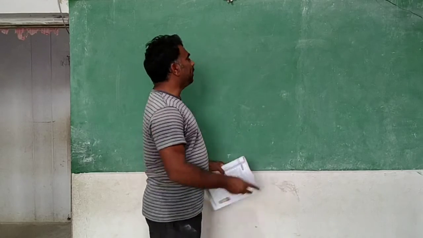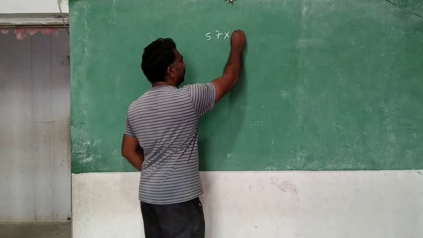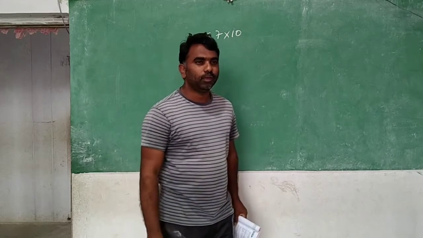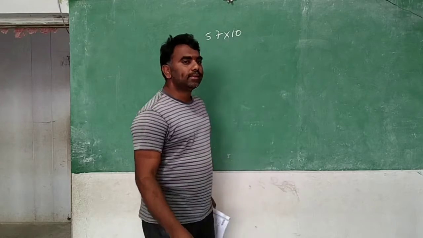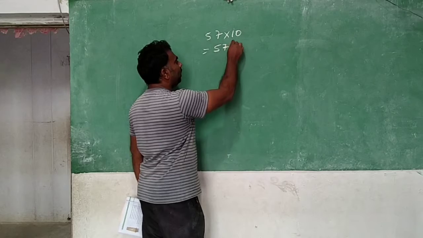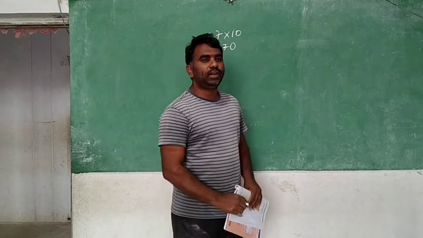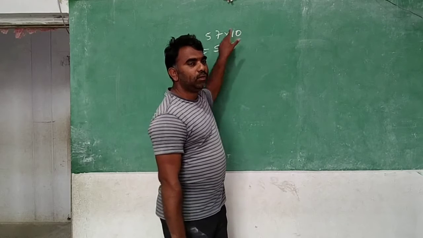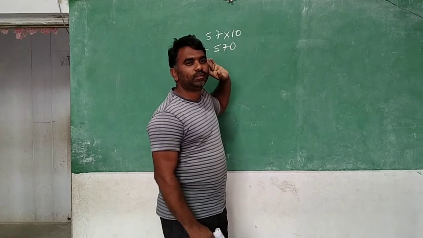In 57 packets, how many pencils are there? Means what should we do? We should multiply with 10. How do you multiply with 10? Very easy. Simply, we will write this number once and we will keep the 0 side. 57 tens means you will write 57 and you will keep 0 at the side.